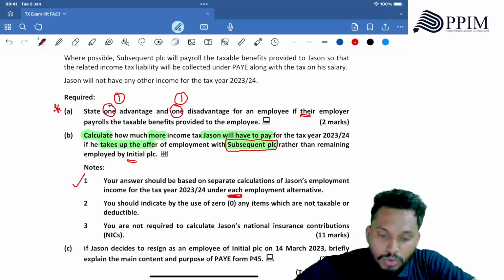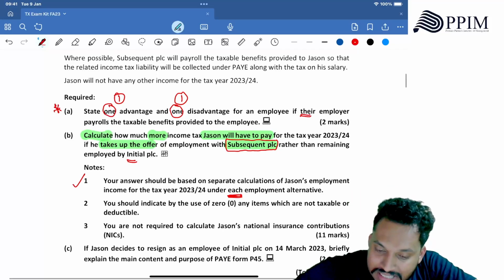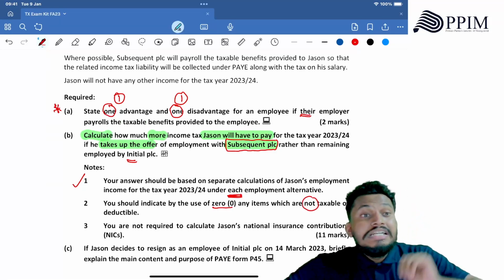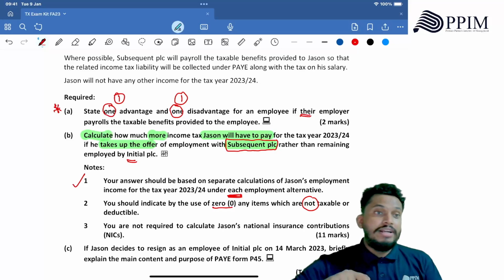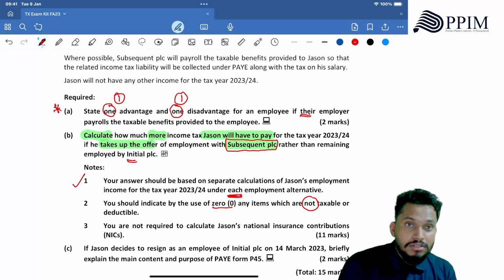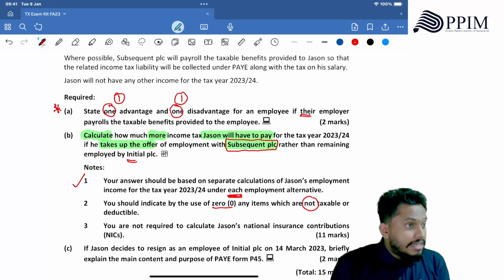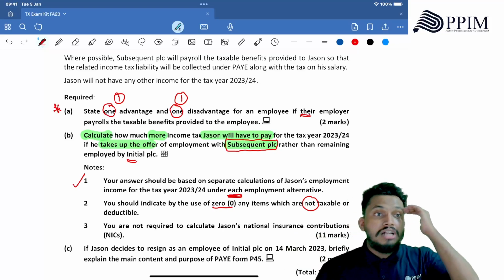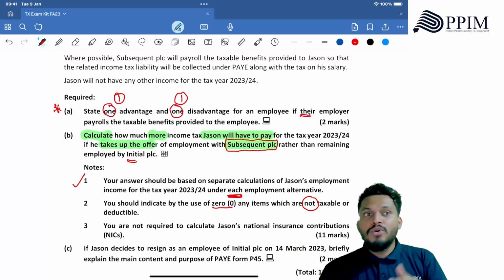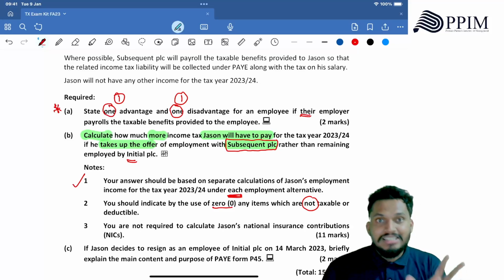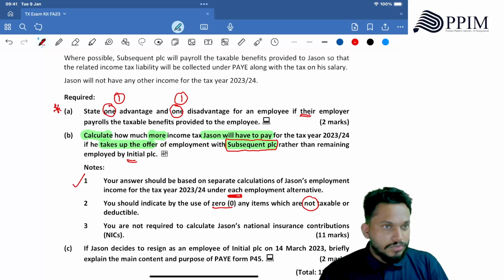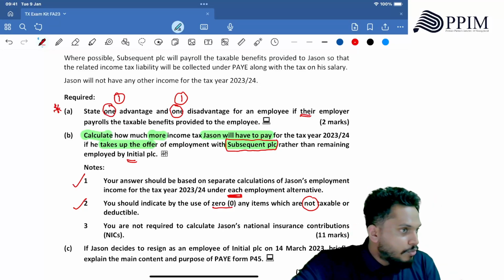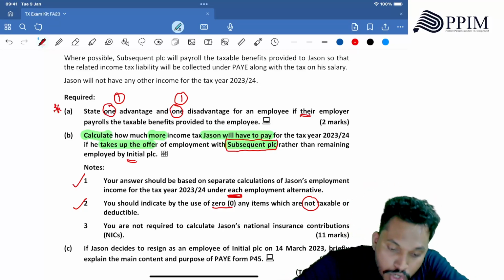Second thing, you should indicate by using 0 any items which are not taxable or deductible. So for an example, if there is an exemption, you have to write it as an exemption and mention it is 0. Don't just answer in your mind and say, oh, this is exempted, and not show it in your answer. Present that information. Okay, so that is an expectation. So they are clearly telling you.